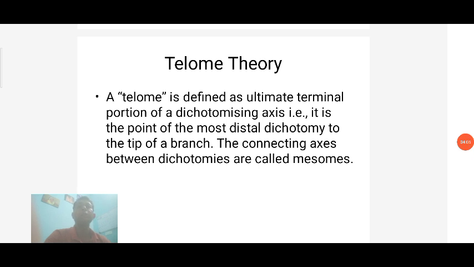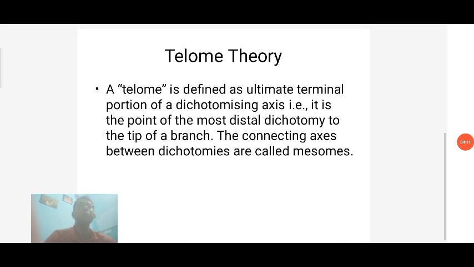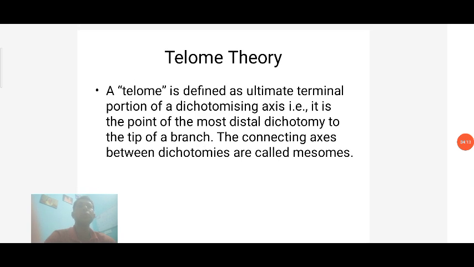Now the next one is known as planation. The process of planation causes the telomes and mesomes of the truss to shift from a three-dimensional pattern to a single plane. The process of filling photosynthetic and other tissues between the planated branches is called webbing.